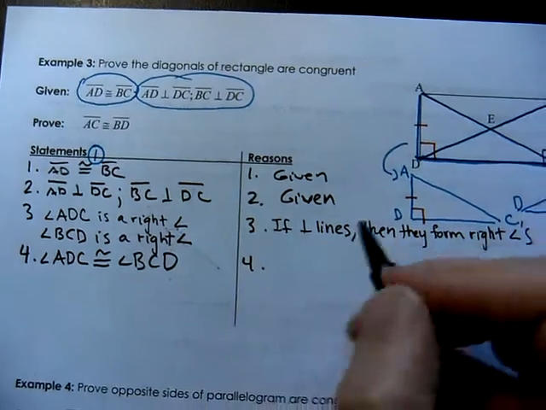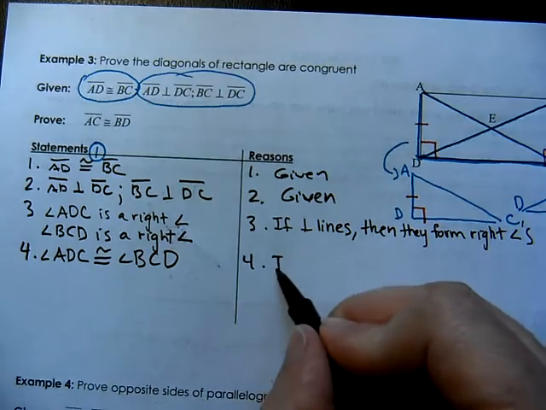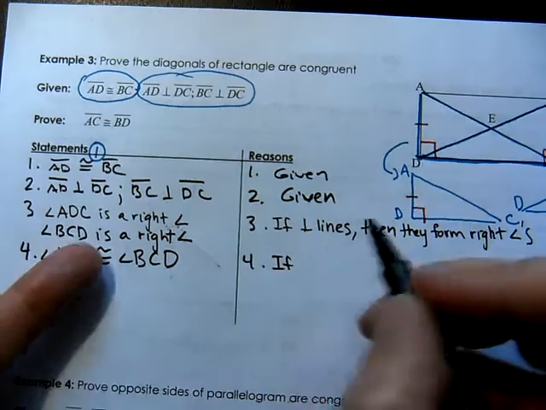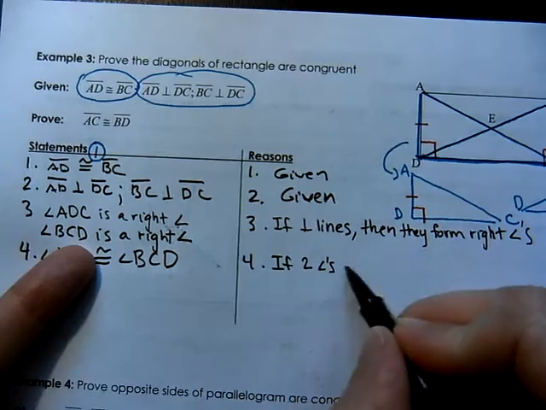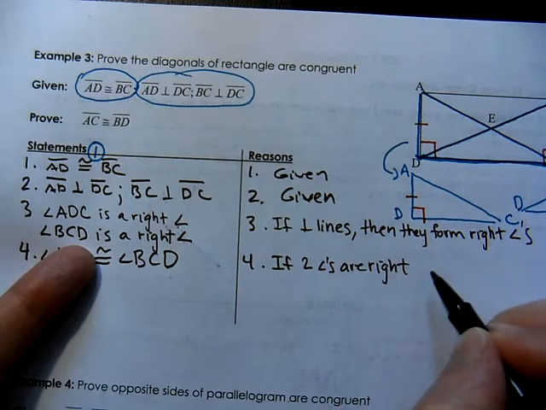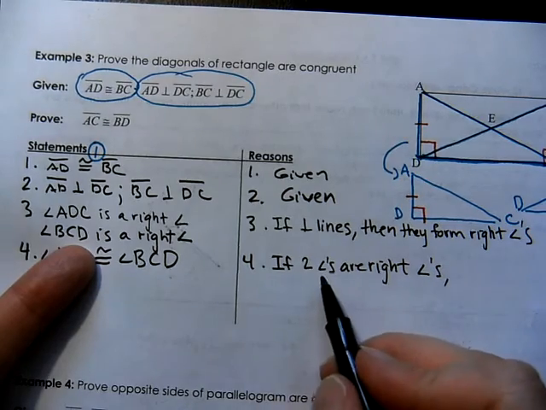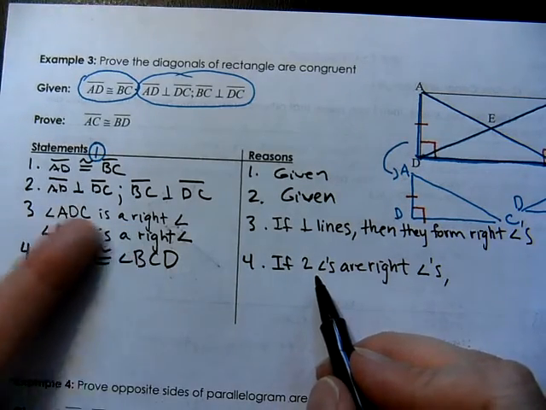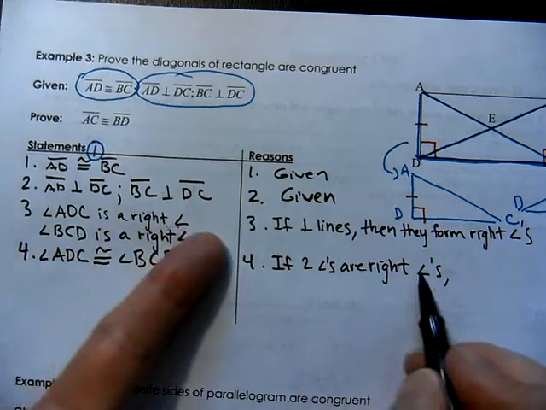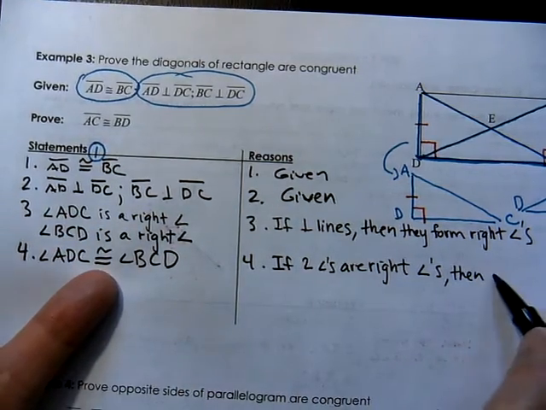And the reasoning here is, if two angles are right angles, then they are congruent. Remember, the if part describes what came before, and what came before on line 3 is that we have two angles that are right angles. So if two angles are right angles, comma, then what do we see? They are congruent.